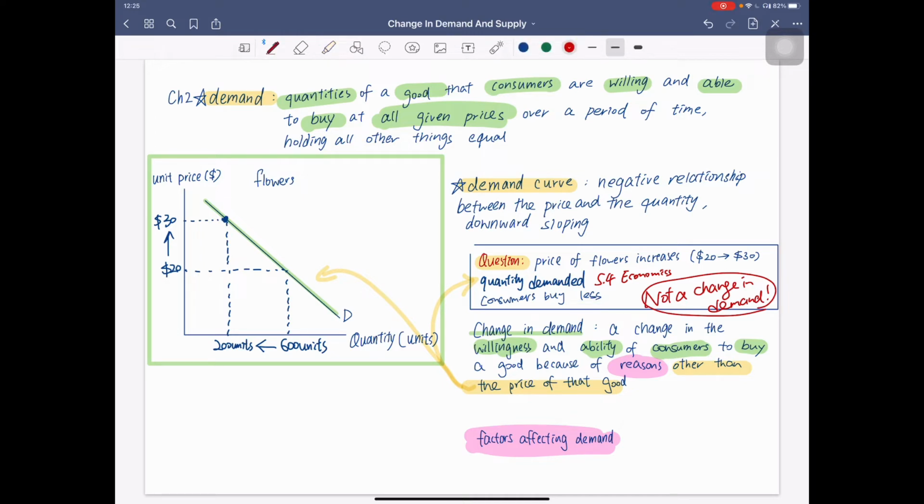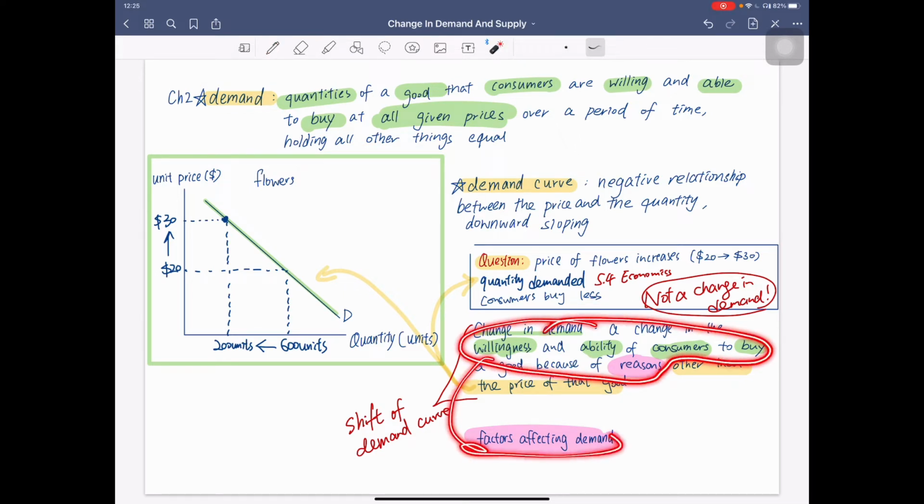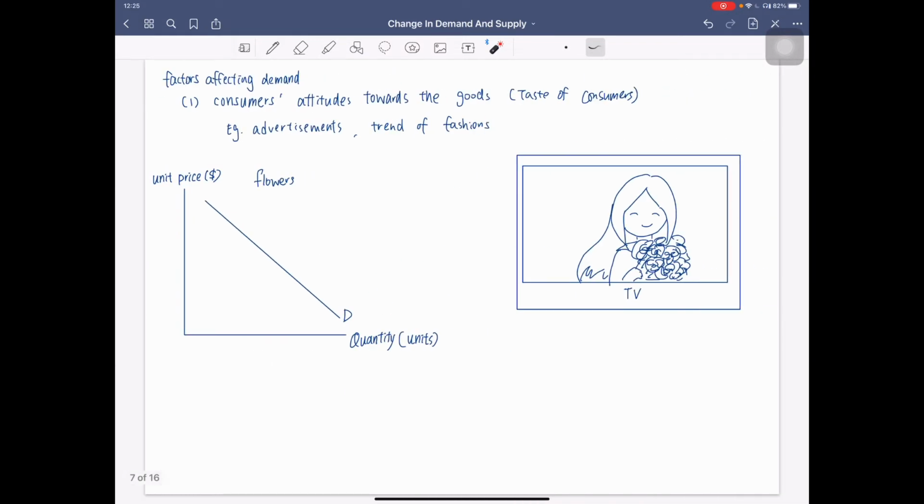When there is a change in demand, the diagram will have a shift of the demand curve. So I would like to emphasize again, we only consider these reasons, these factors affecting demand, which are not the price of that good changing. Let's look at the first factor.